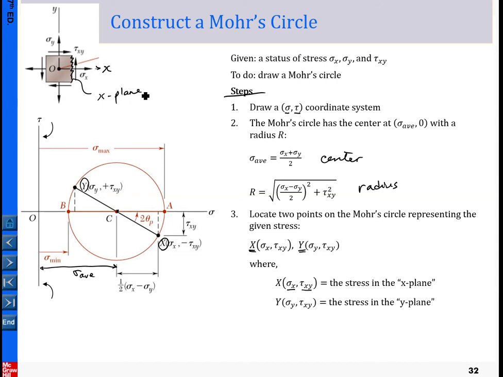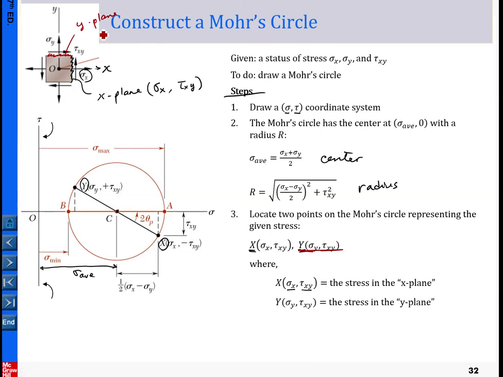That plane has its normal in the x direction here. So in the x plane we have two components. The first component is the normal stress, so we put it onto the first coordinate, and the second component is shear stress, which we put into the second coordinate. So what is the y point? The y point represents the stress in the y plane, so this is our y plane here.